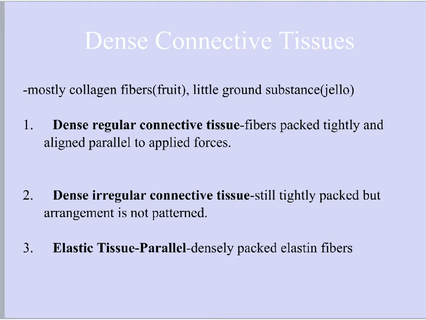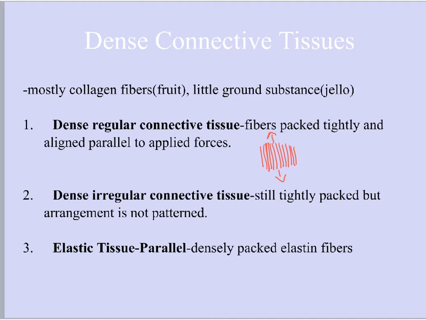So dense regular tissue has really densely packed fibers, but all those fibers are lined up in exactly the same direction. And usually they're lined up in the direction of what we would call applied forces. So if this were a tendon, for instance, force would come from this direction and that direction. If you can imagine pulling on a rubber band, each one of your fingers represents a direction that force is coming from. So you're pulling in two different directions, and that's the direction that the fibers are lined up.